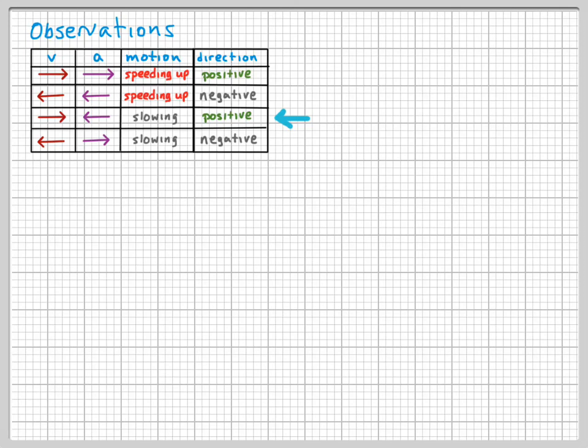In the last row of the table, the velocity is negative and the acceleration is positive. They're in opposite directions. It's as if the acceleration is pulling on the object, causing it to slow down, and so the motion is slowing. The direction is negative because the velocity vector is in the negative direction.